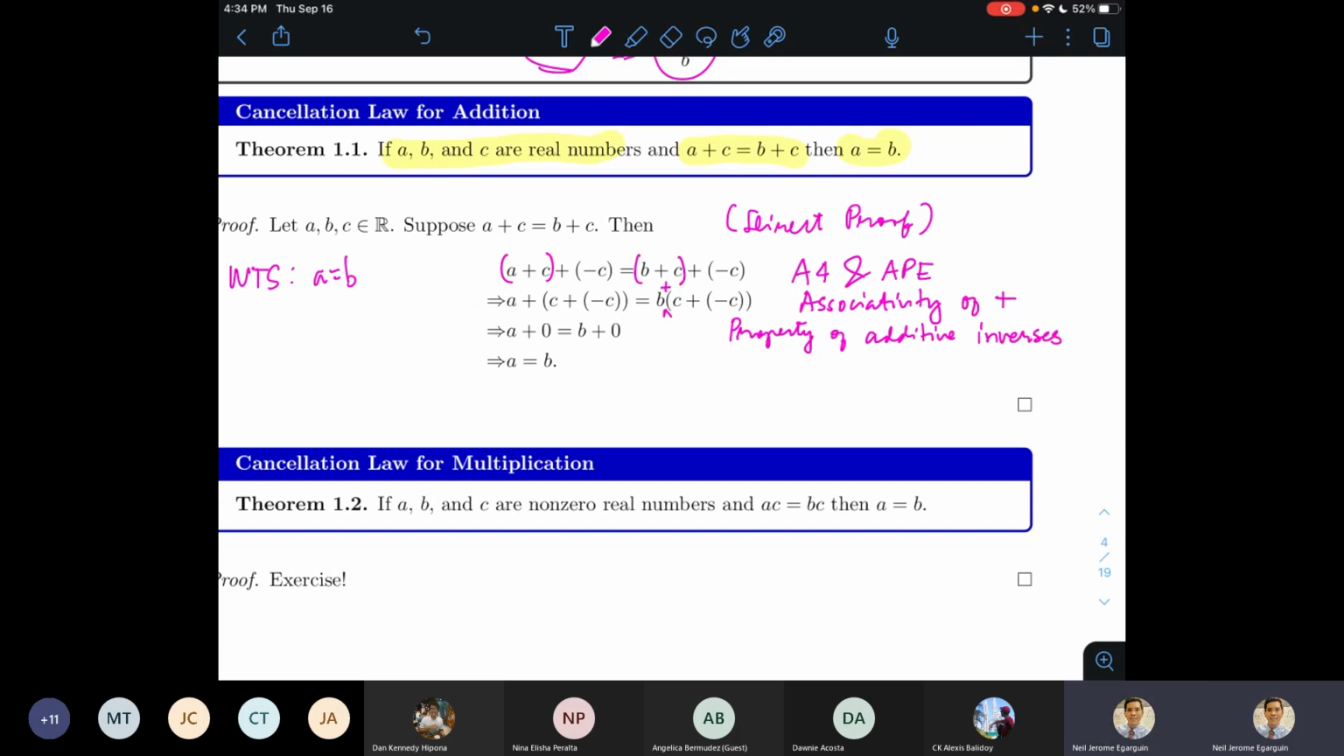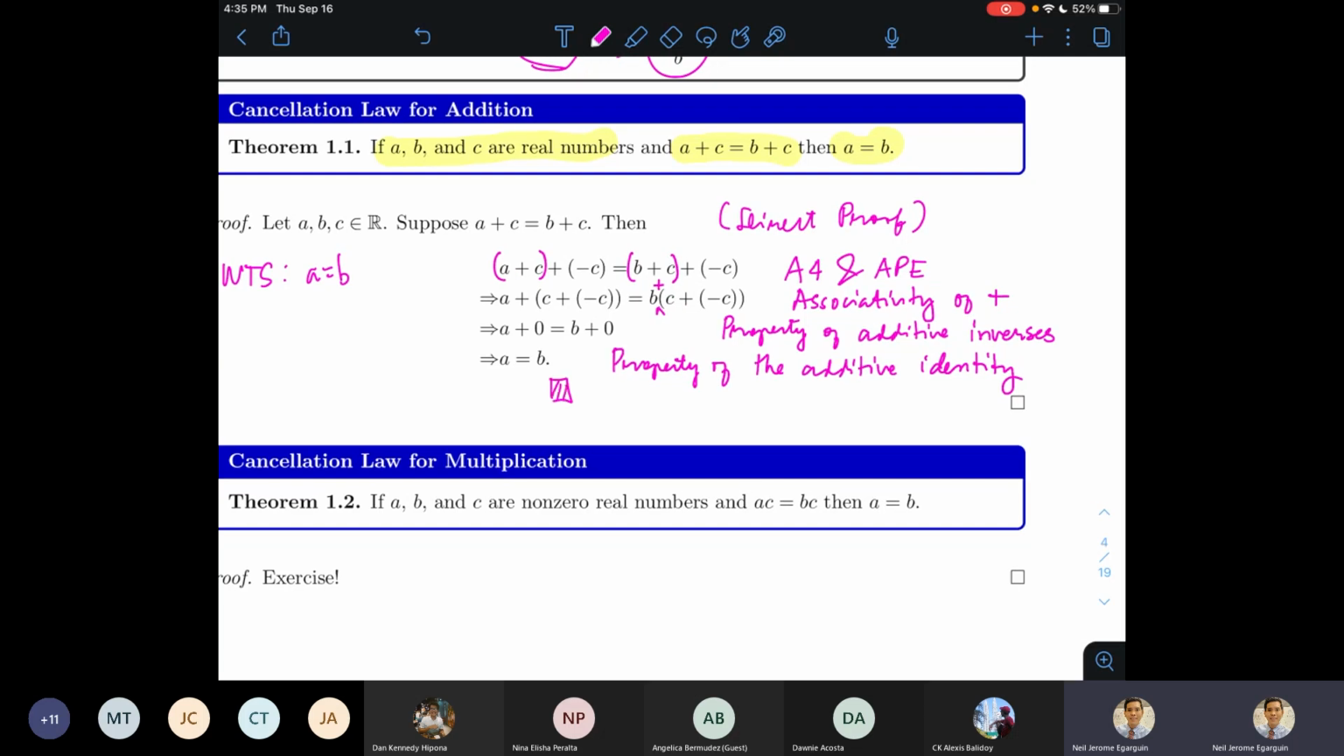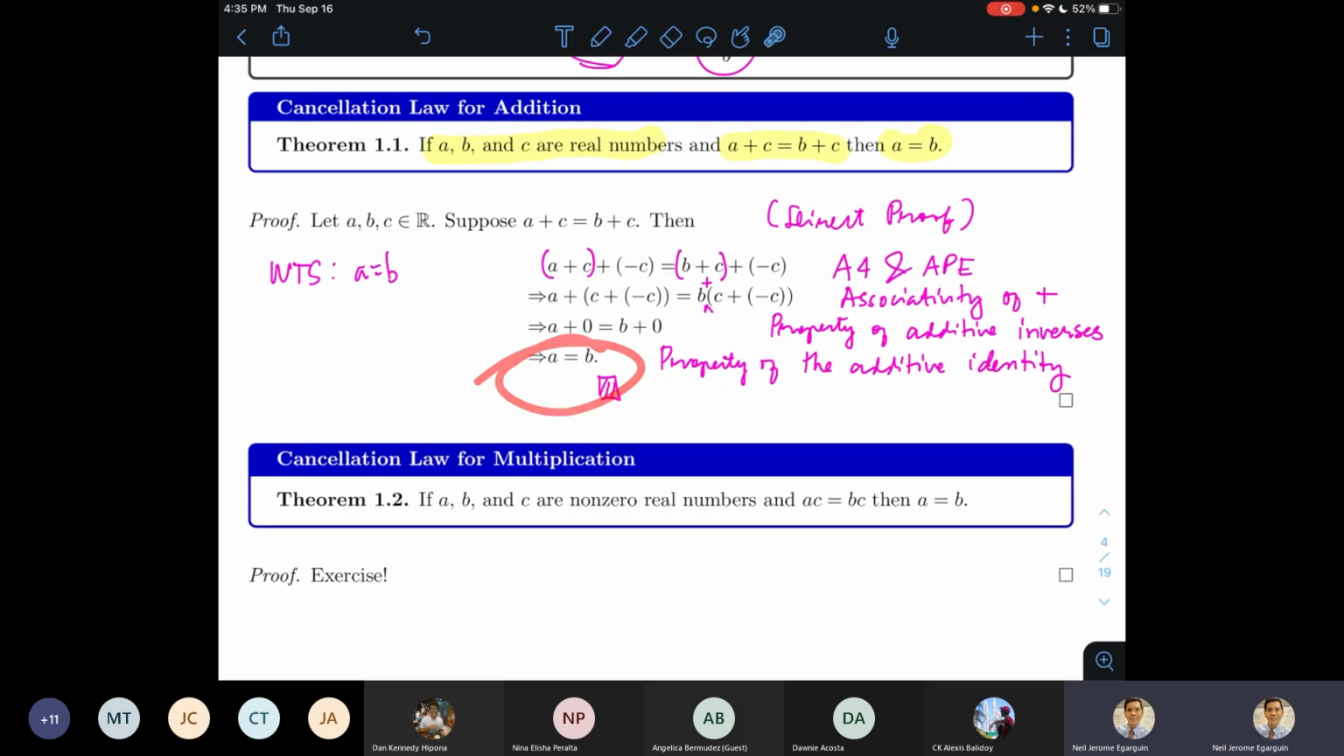Okay. And then we have a plus 0, but we knew 0 is the additive identity. So when we add 0 to any real number, we get that real number back. So a plus 0 is just a, b plus 0 is just b. So here the reason property of the additive identity. Or you can say that 0 is the additive identity. Okay? And we're done because we have derived the thing that we wanted to show earlier. All right? And then from now on, you can appeal to the cancellation law for addition. No need to prove it every now and then. Pwede nyo nang gamitin yung cancellation law for addition.